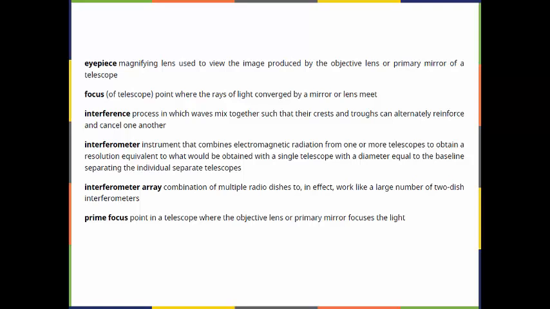An interferometer is an instrument that combines electromagnetic radiation from one or more telescopes to obtain a resolution equivalent to that which would be obtained with a single telescope with a diameter equal to the baseline separating the individual telescopes. An interferometer array is just a combination of multiple radio dishes. The prime focus is the point at which the telescope would focus all the parallel light rays coming in.